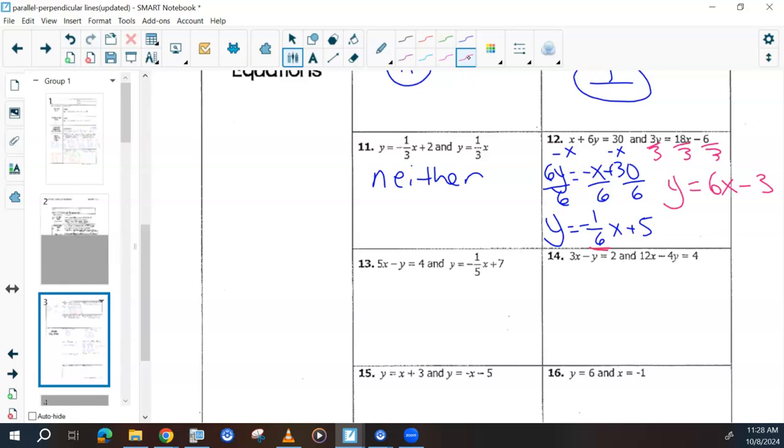Why neither? Because at negative 3. Mm-hmm. So the y-intercept doesn't matter.